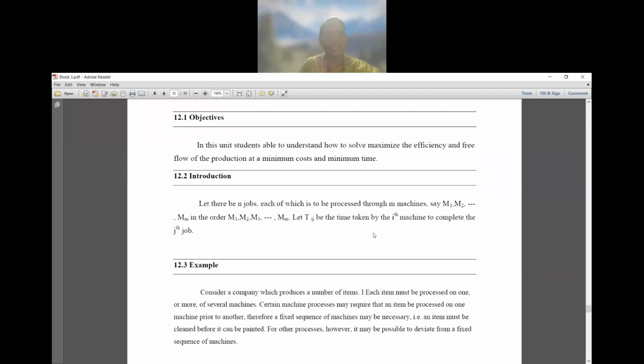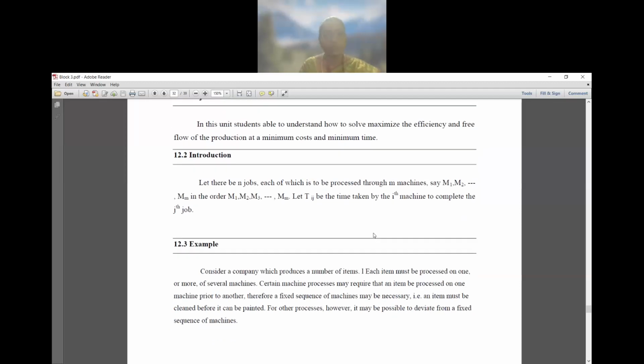Let's see the introduction of this unit. Let there be n jobs, each of which is to be processed through m machines, say M1, M2, and so on up to Mm, in the order M1, M2, M3, and so on. Let Tij be the time taken by the ith machine to complete the jth job.